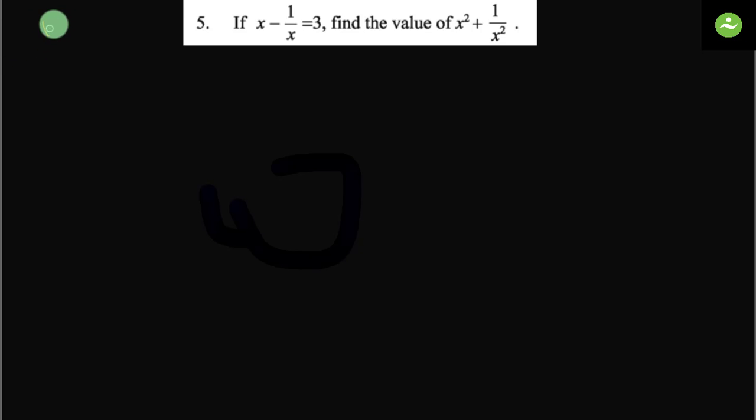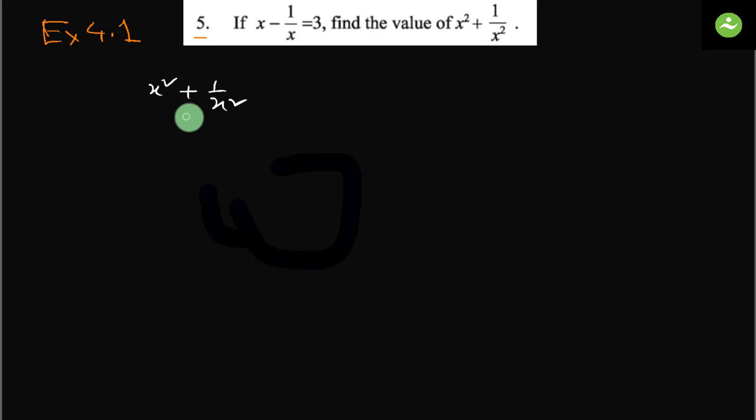Exercise 4.1, Math number 5. If x minus 1 by x equals 3, find the value of x square plus 1 by x square. So we have to find out the value of x square plus 1 by x square.